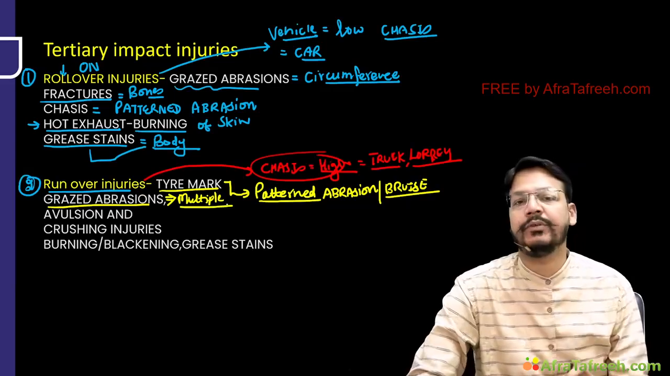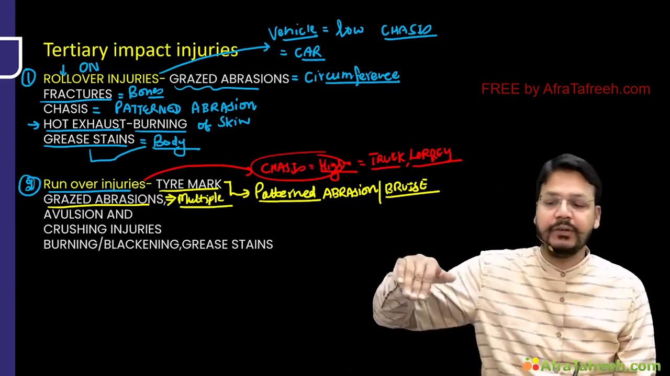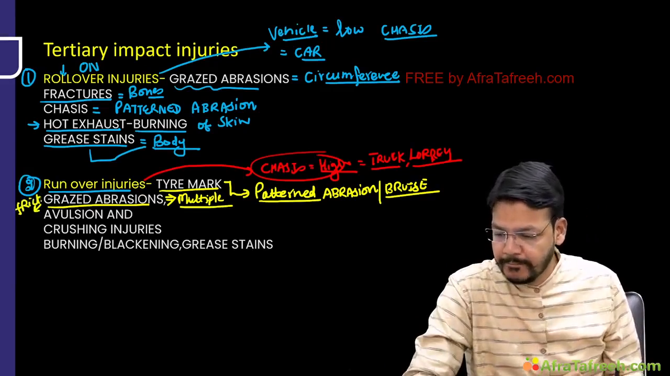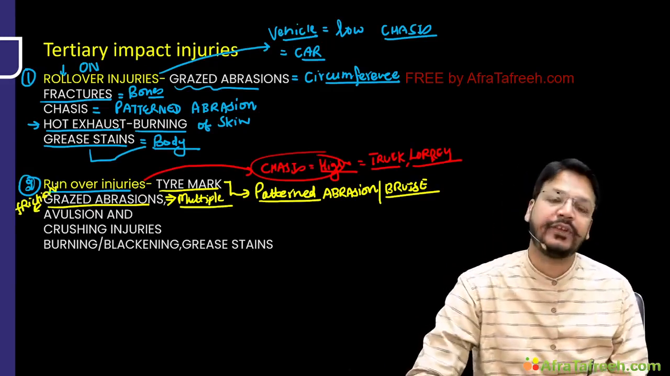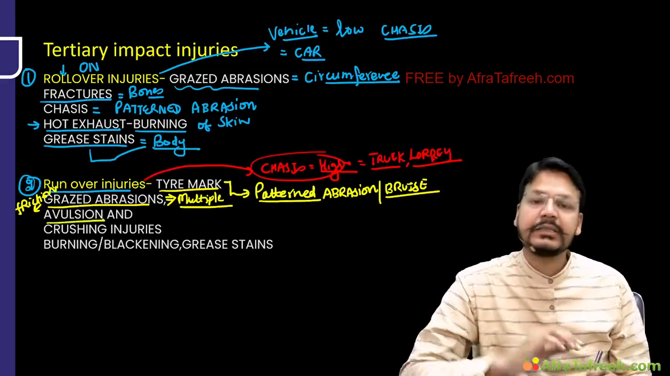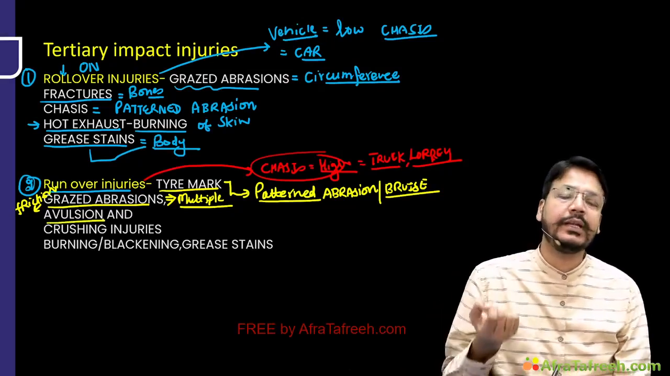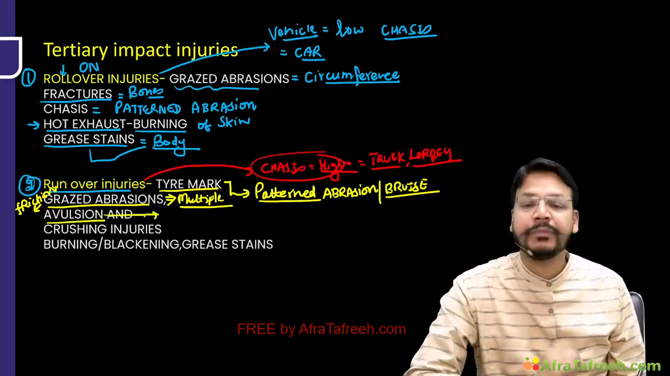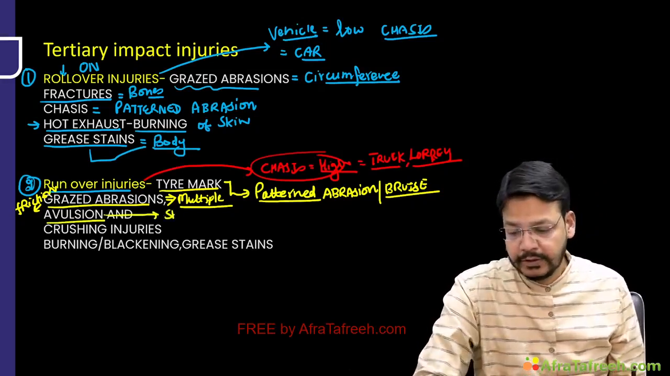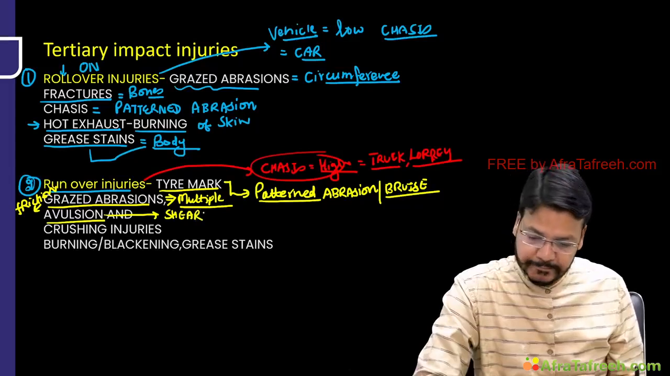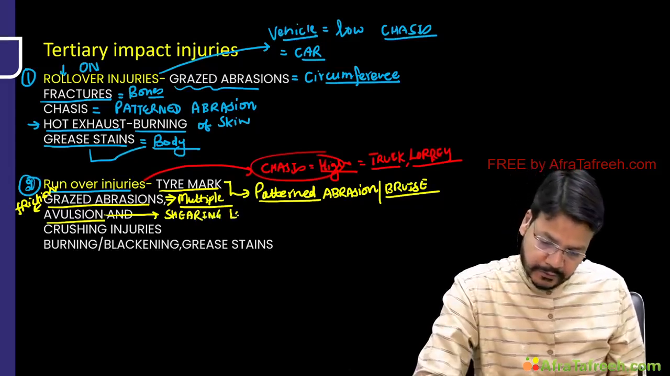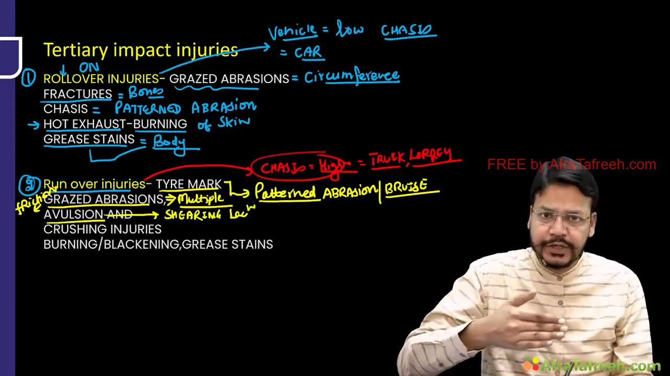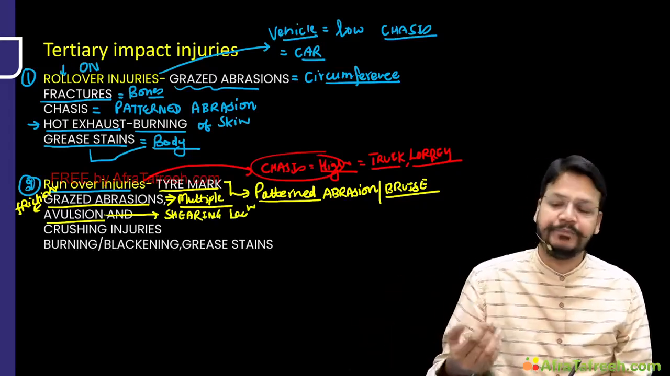Multiple grazed abrasions on the body because of friction. So grazed abrasion, the mechanism is friction. Now, my dear friend, separation or tearing off of the tissue is known as avulsion. That is shearing laceration. Shearing laceration: separation or tearing of the tissue, there will be avulsion.